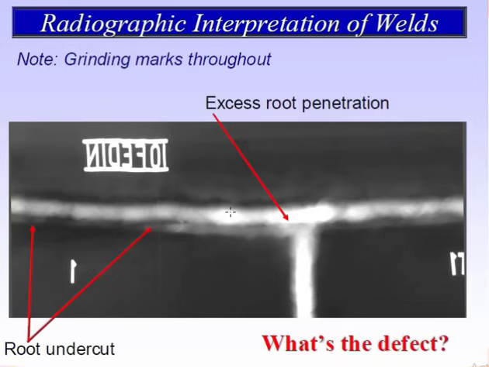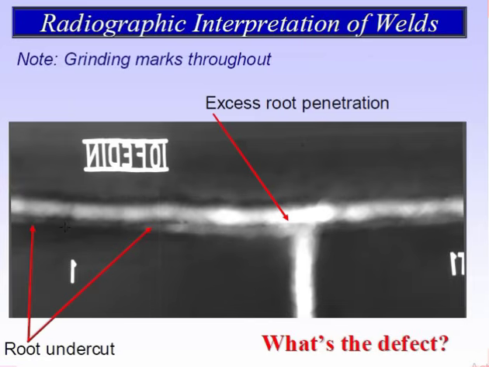Same here, the density is more. So what type of defect? This is excessive root penetration. The undercut is the root undercut. This is the root undercut. How can you find out the root undercut? This is the cap. This area is the cap.